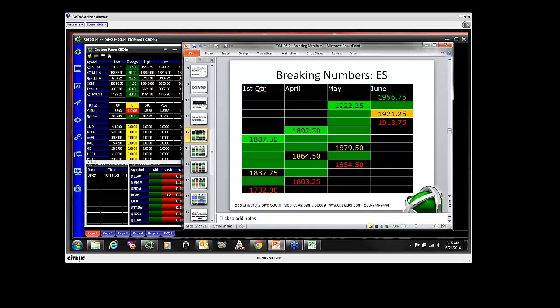Whereas if I go back and show you this page, what was the low in May? 1854.50. Right out there. These yellow numbers are the opens. This one is the current open that we're looking at, the June open at 1921 quarter. So if I asked you, if we get below 1913.75, which is the current low of the month of June, where would you expect the next level of support to be? What is the next number to pay attention to?